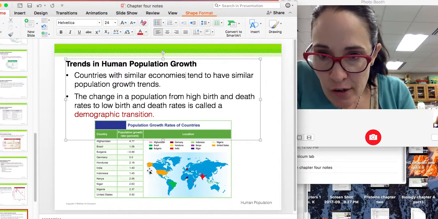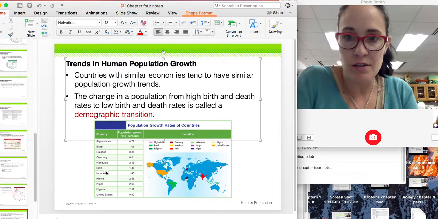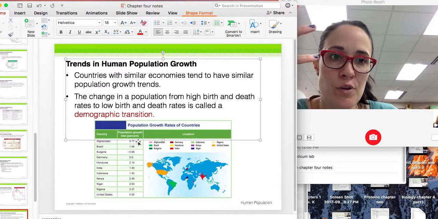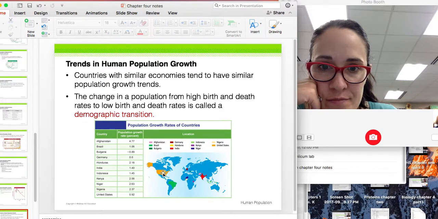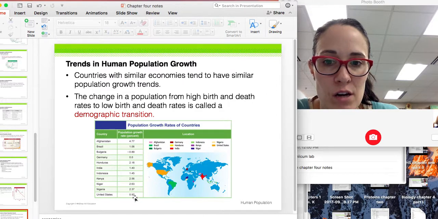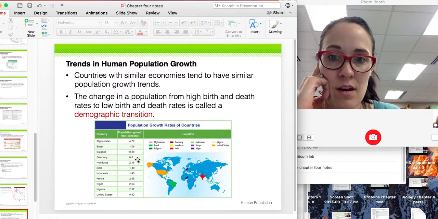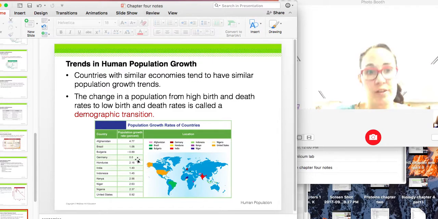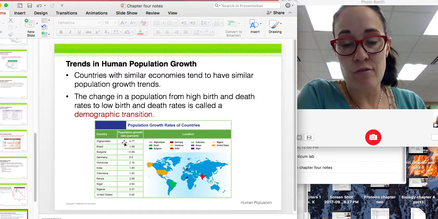So here are different countries. We see Afghanistan, Brazil, Bulgaria, Germany, etc., Honduras, Nigeria. And then we see the growth rate percent-wise. So the United States is right here. Where are we on the left? 0.92. That's our growth rate. So our growth rate's relatively low on the graph. Bulgaria is actually decreasing in growth. Germany's at 0, which means it's not growing, it's not decreasing. Afghanistan is increasing at a faster growth rate.